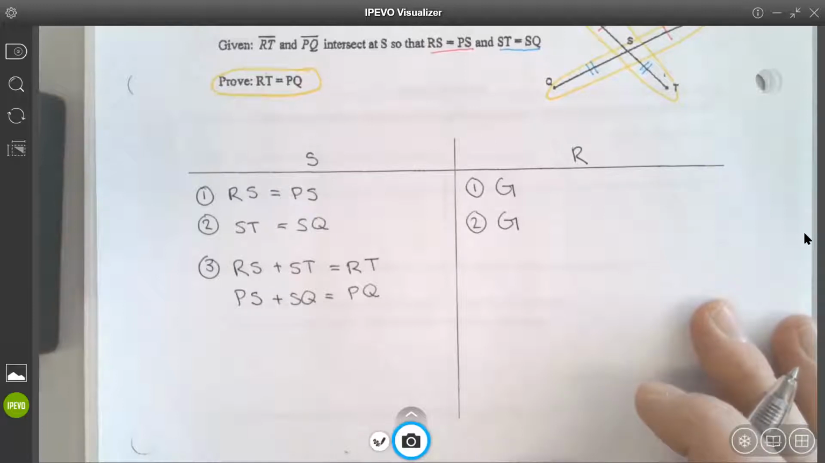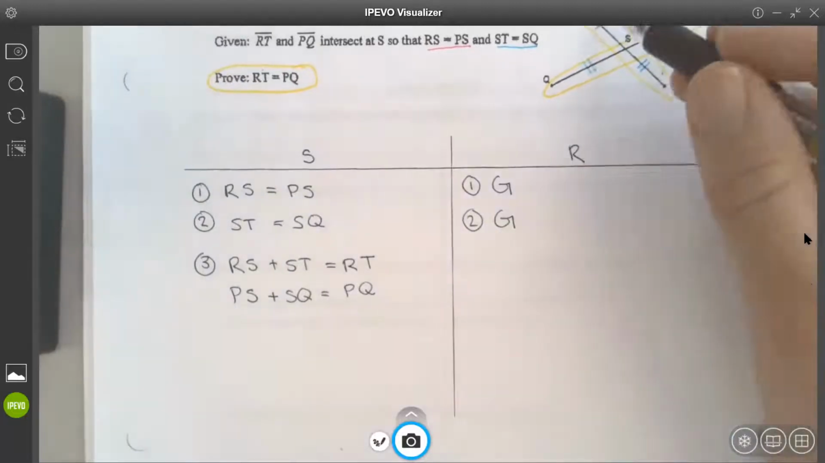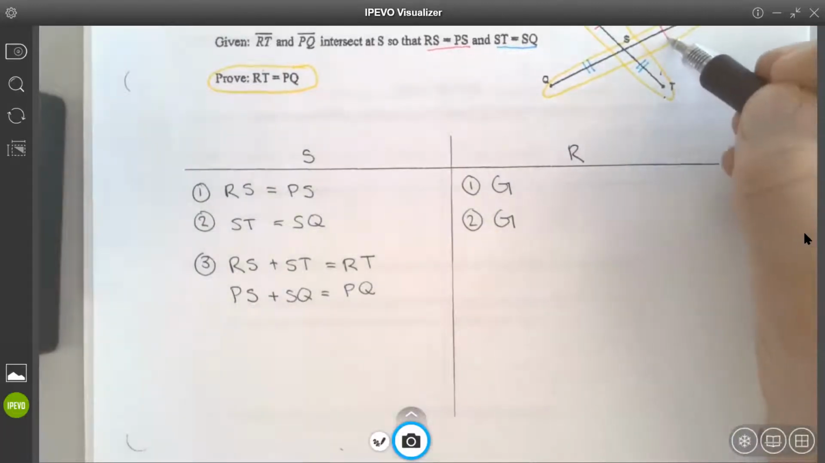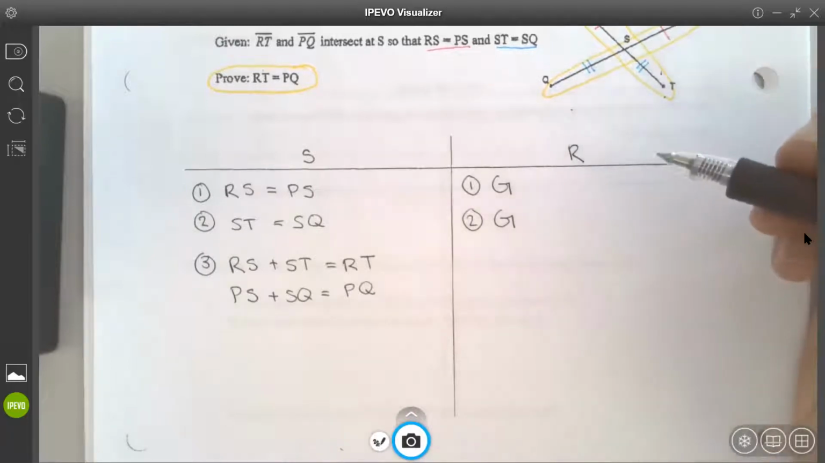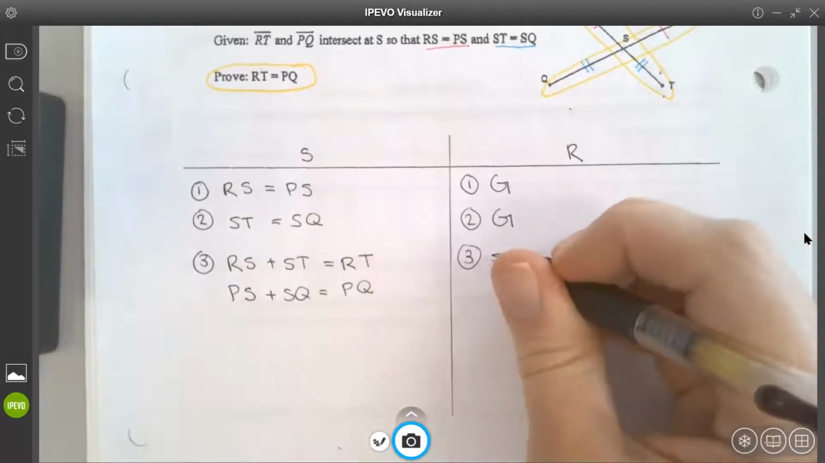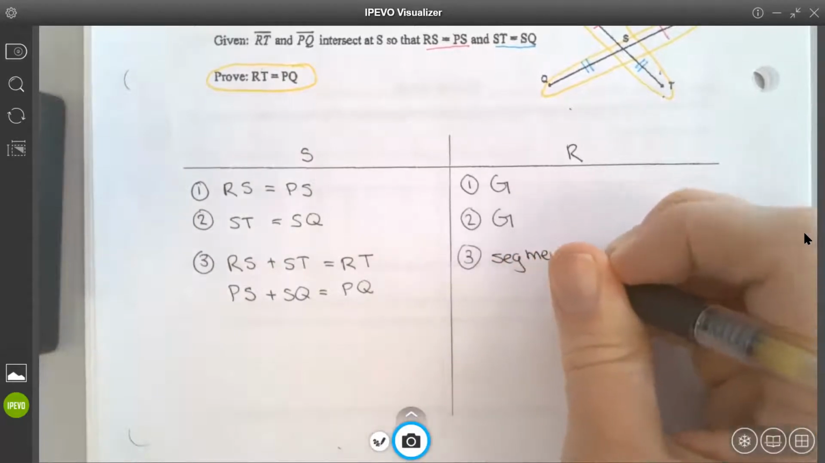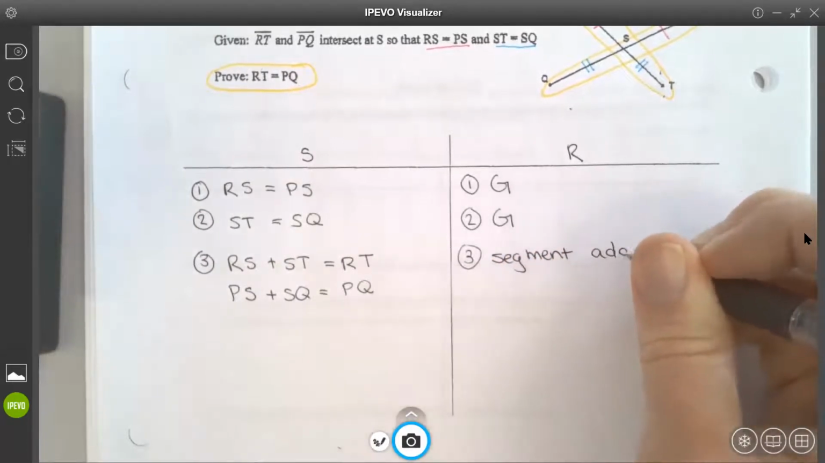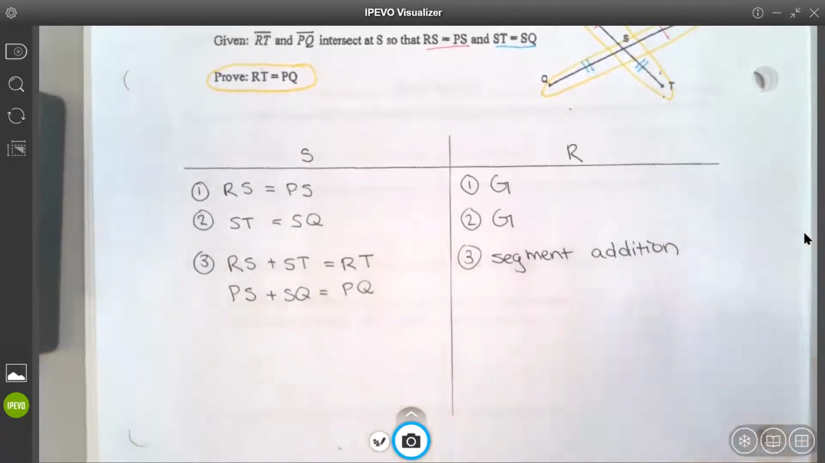All I did was take the two parts that make this segment RT and the two parts that make this segment PQ, and I put them together in an equation. The reason I can say that is because we can always use segment or angle addition. So that's segment addition. Now here comes kind of the two hard parts, and this is where it starts to feel very different than algebra. So we need to somehow put this together.